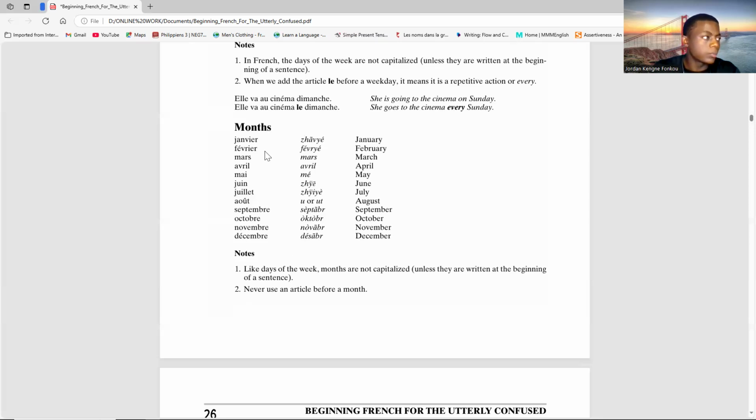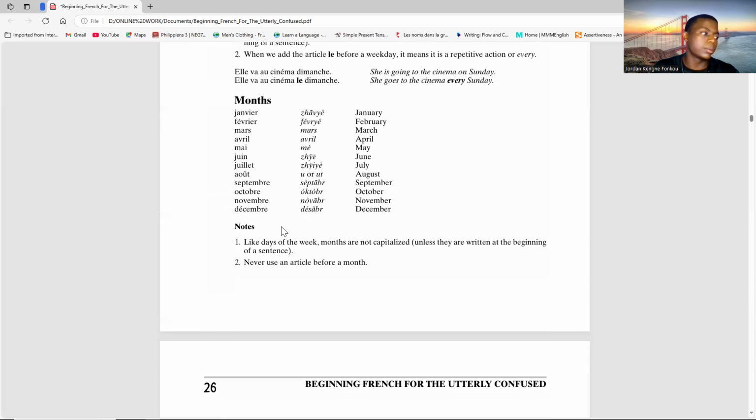So I repeat here: janvier, January, février, February, mars, that's March, avril, April, mai, May, juin, June, juillet, July, août, August, septembre, September, octobre, October, novembre, November, and décembre, December.